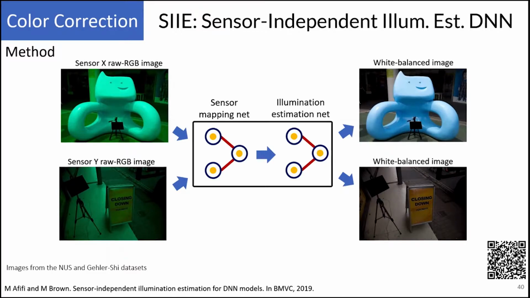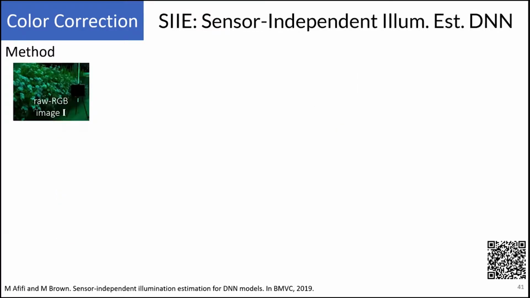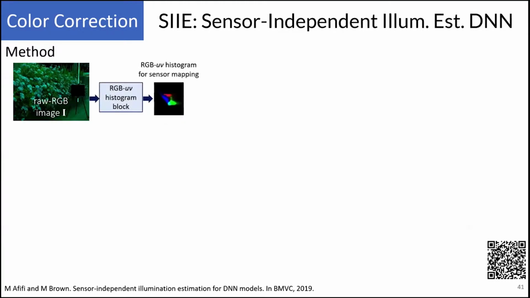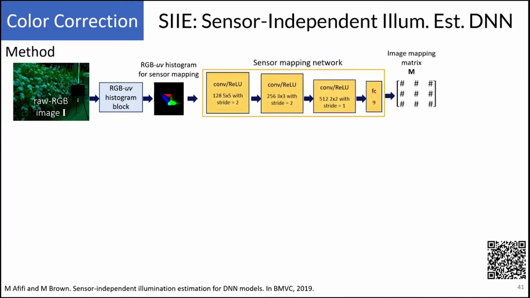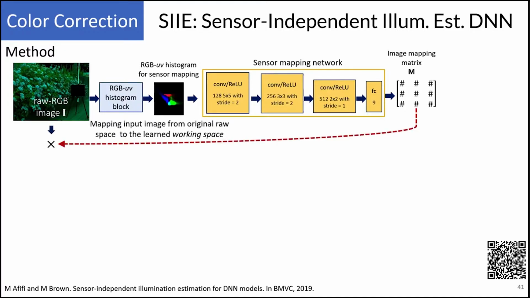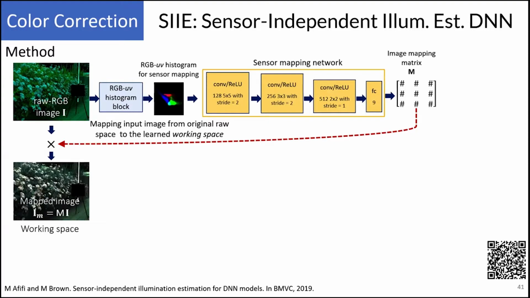So if we start with the raw RGB image, and we go with a differentiable histogram block, we get the histogram of the color distribution that represents the colors in this image. And inspired by prior work by John Barron, this feature is super powerful for the color constancy or illuminant estimation tasks. So we start from this histogram feature, go with the sensor mapping, a very simple neural network, to predict the 3x3 matrix. And this 3x3 matrix, which we assume does the mapping task, will be multiplied by the raw RGB image to get what we call the mapped image in the working space.